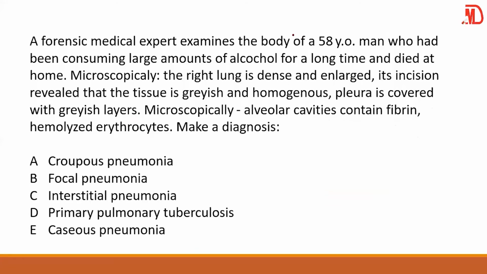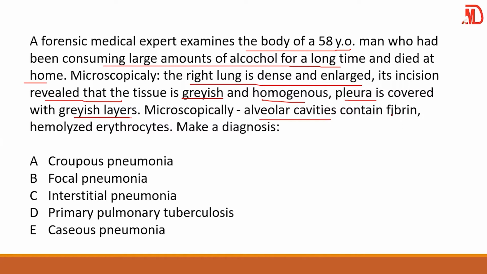A forensic medical expert examines the body of a 58-year-old man who had been consuming large amounts of alcohol for a long time and died at home. Macroscopically, the right lung is dense and enlarged. Its incision revealed the tissue is grayish and homogeneous. The pleura is covered with grayish layers. Alveolar cavities contain fibrin and hemolyzed erythrocytes. Make your diagnosis.